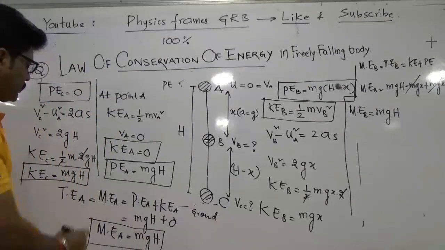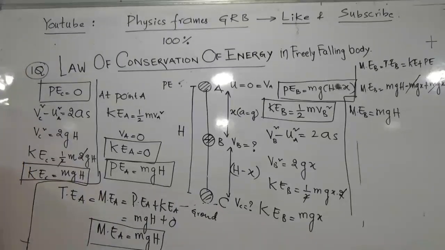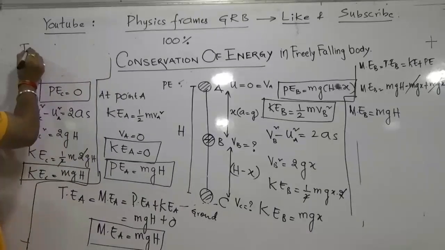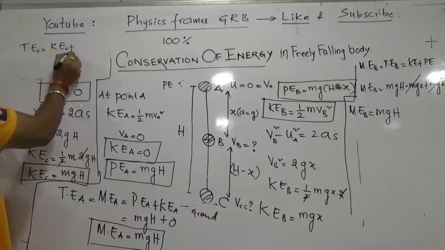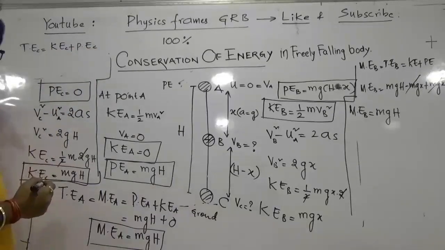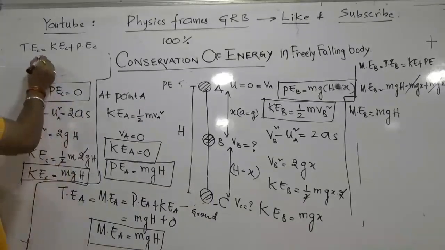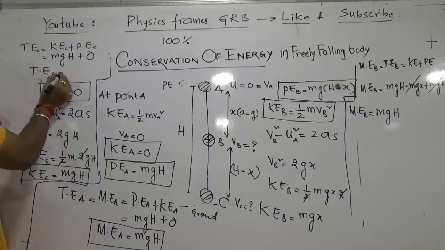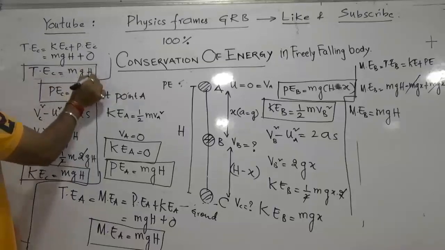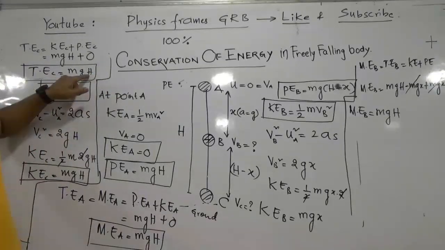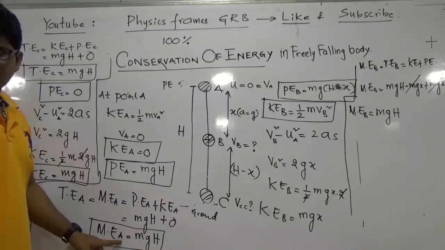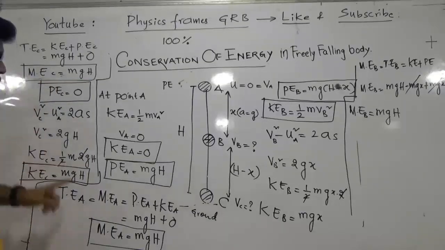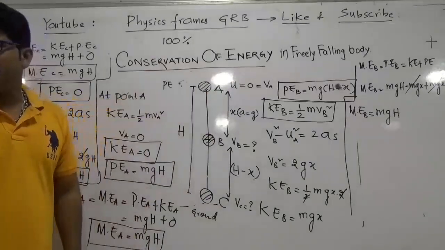Now if you take the total energy at point C, it is equal to kinetic energy at point C plus potential energy at point C. Kinetic energy at point C is mgh, plus 0. Then our total energy at point C is equal to mg into h. Now, when you see here, the total energy at point C is mgh, the mechanical energy at point A is mgh, and the mechanical energy at point B is mgh.